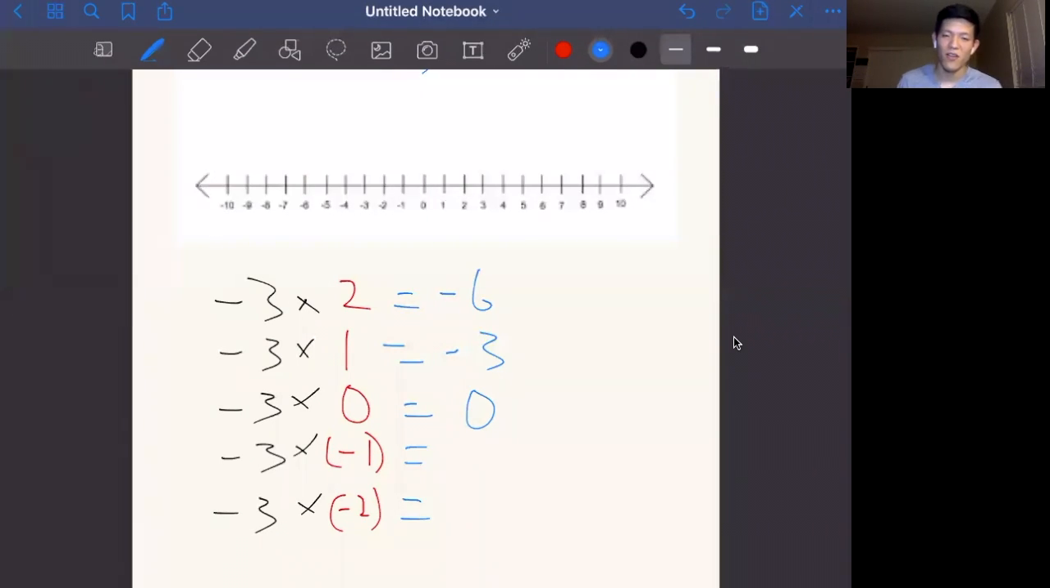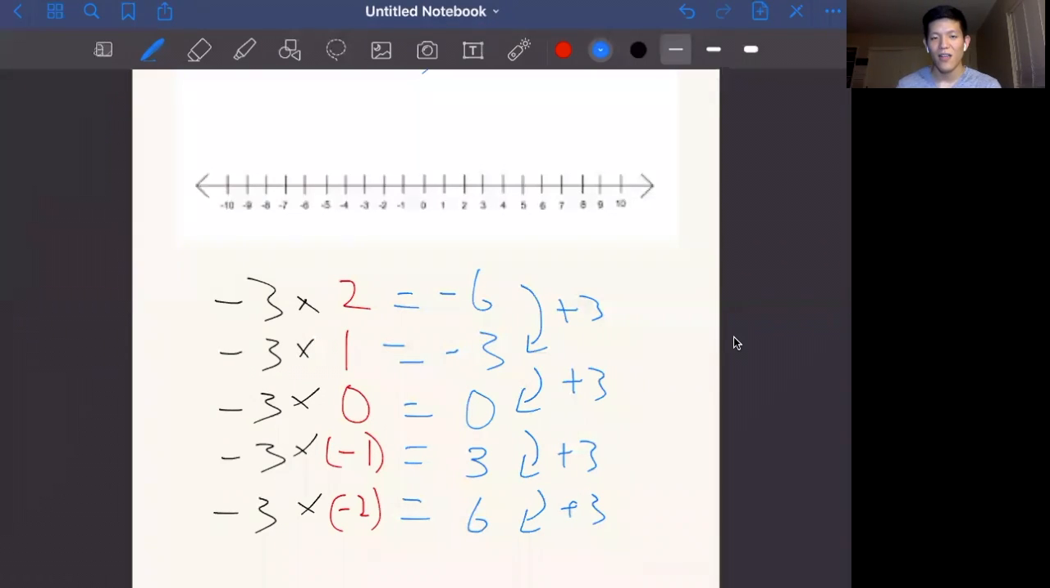Now forget the multiplication. Look at the right side answers. We have negative 6, negative 3, and 0. So according to the pattern, what are the next two numbers? Well, you see that from here to here, we added 3. And from here to here, we added 3. So going down the pattern, we're still adding 3. So this will be 3 and this will be 6.